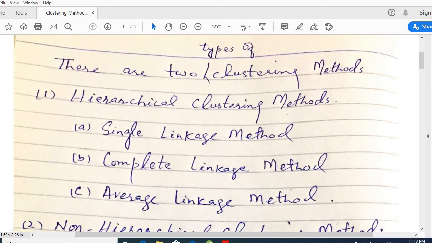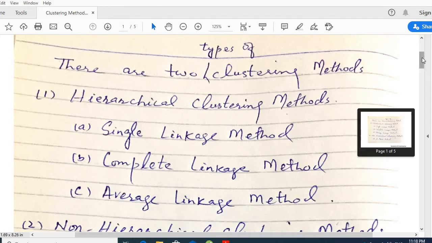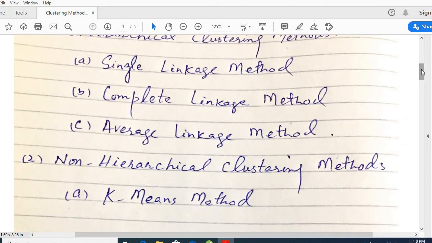Students, it is the first lecture of multivariate techniques of this week. There are two types of clustering methods: hierarchical clustering methods, which have the single linkage method, complete linkage method, and average linkage method. The other type of methods are non-hierarchical clustering methods, which have the k-means method.